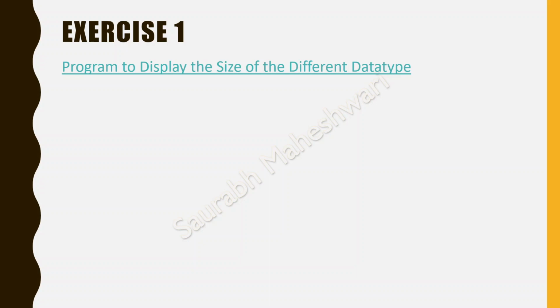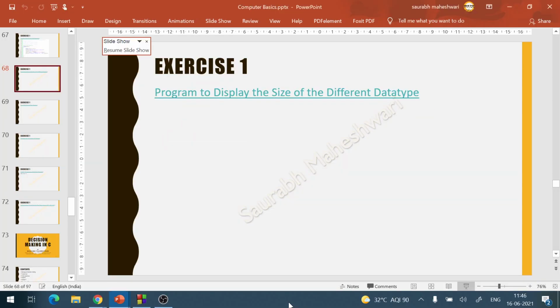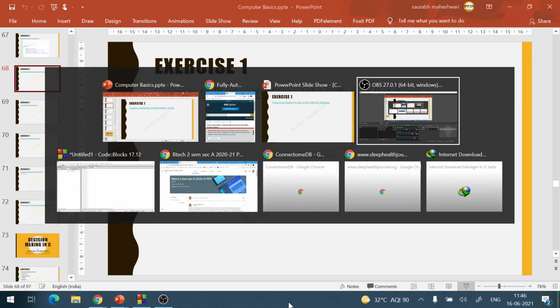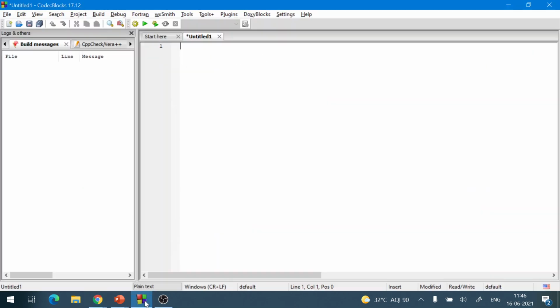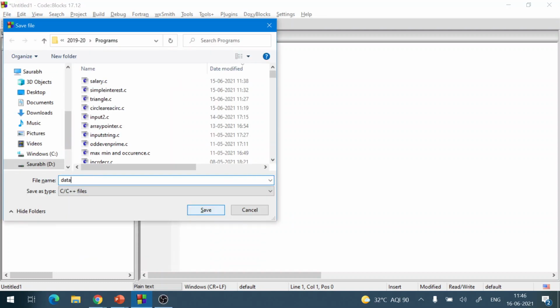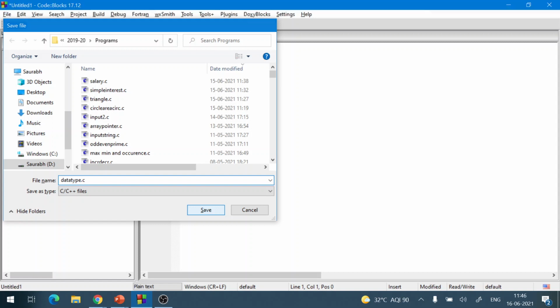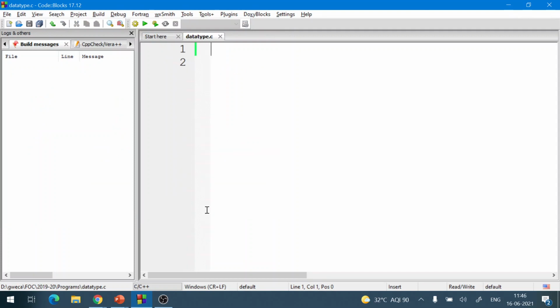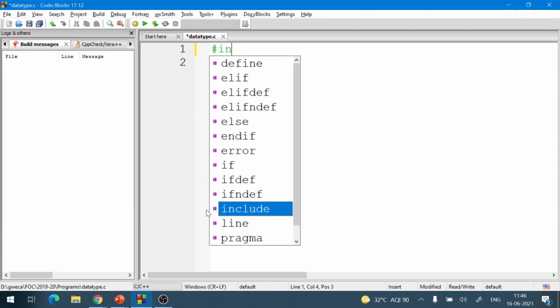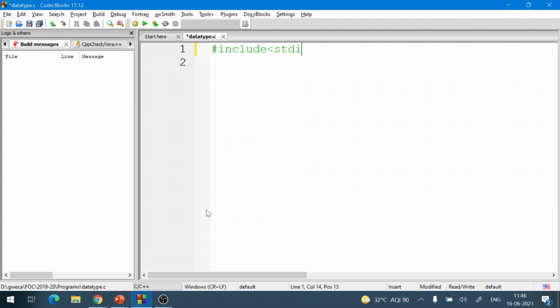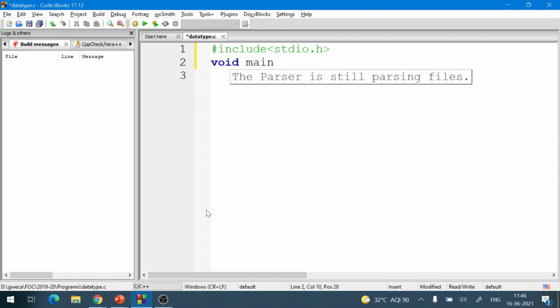So first let us see a program to display the size of different data types. Okay, so we will come to Code::Blocks. I will save this file as datatype.c, and in this program we will see how various data types are stored and how much space they require.